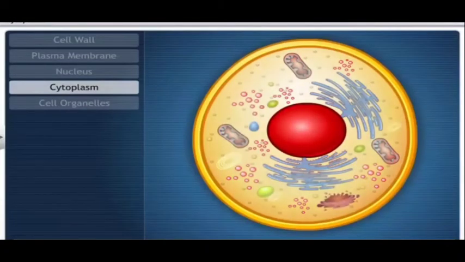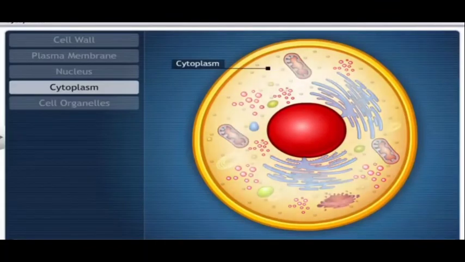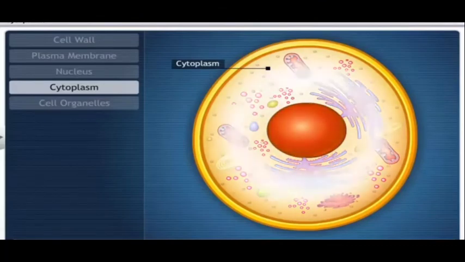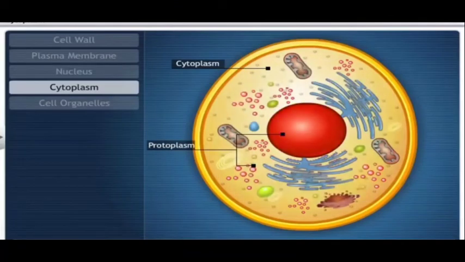The fluid living content between the plasma membrane and the nucleus is called cytoplasm. The nucleus, along with the cytoplasm, makes up the living content of the cell called protoplasm.